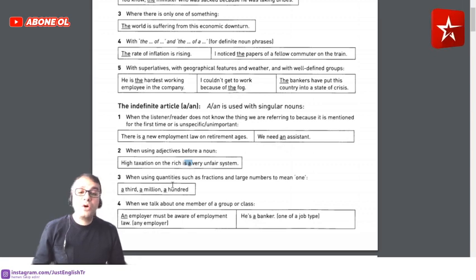When using quantities such as fractions or a large number to mean one: a third, a fourth, a million, a hundred. So we don't say "100." Let me tell you, I hear some of the folks during the chat say, "I have $100." Well, it's wrong. We should say "a $100" or write "a $100." So when you write, be careful. In essays, we'll cover more techniques on how we use the words to specify what we need.